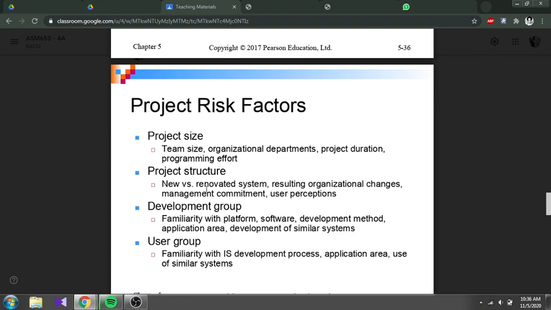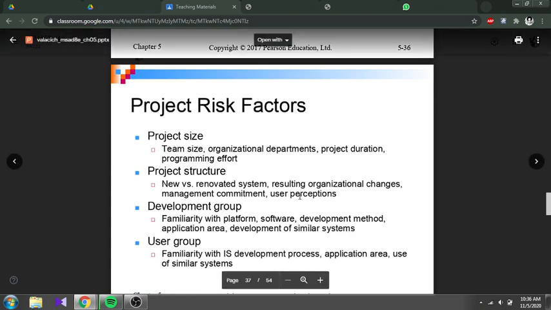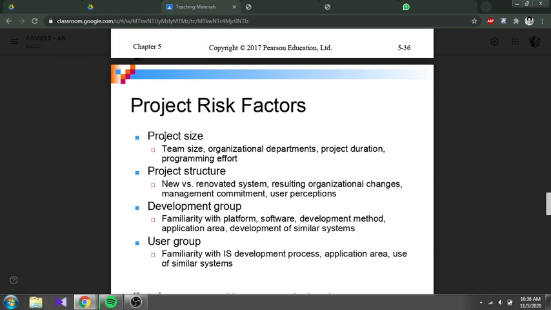Okay, the project risk factor. Before you start the project, you should look at the project size: the team size, how many people are involved, organizational departments, the project duration, and the programming effort. We need to have an expert on programming or coding in our team or not. Maybe we have to hire or outsource the programmer from outside. And the project structure: new versus renovated system, resulting organizational changes, management commitment, and user perception.